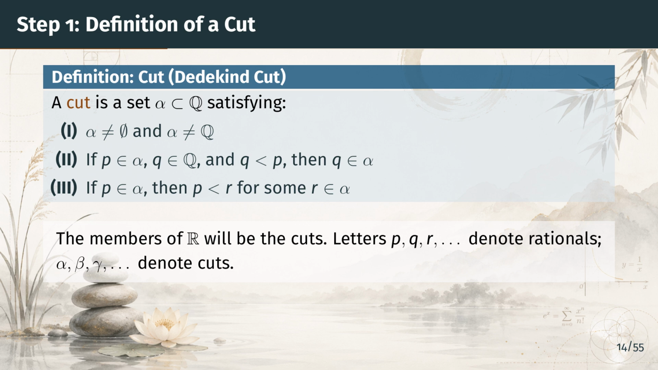Without it, the number 2 could be represented either by all rationals strictly less than 2, or by all rationals less than or equal to 2. Forcing the cut to have no maximum picks the first option consistently, so each real number corresponds to exactly one cut.